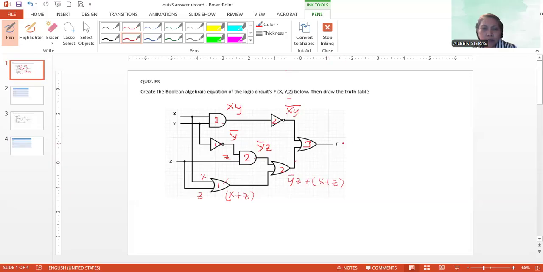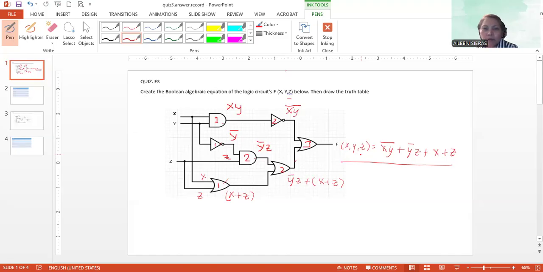So the function f of X, Y, Z is equal to XY bar plus Y bar Z plus X plus Z. Now, notice in this equation, we cannot simplify the form because there is no common value among the terms. So this is the equation of this circuit.